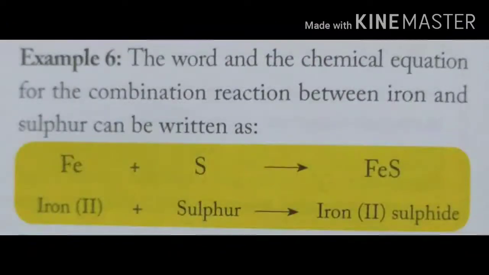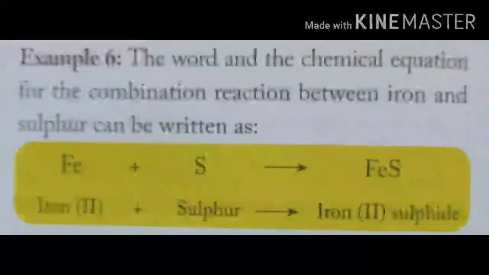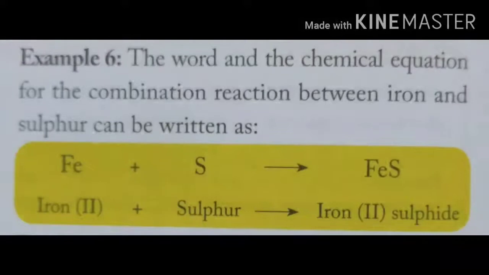Then the sixth example, the word and chemical equation for the combination reaction between iron and sulfur: Fe plus S gives FeS. That means iron sulfide is the product, and iron and sulfur are the reactants.